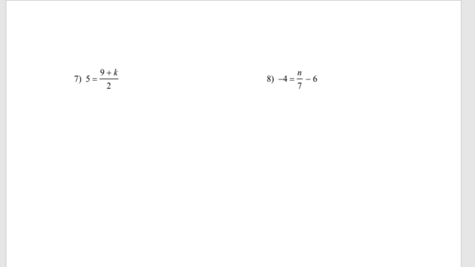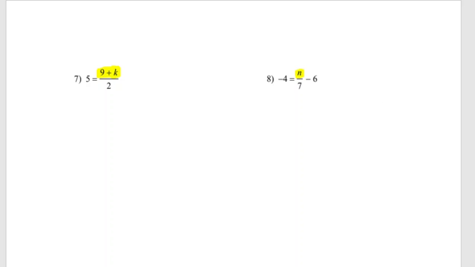A quick explanation between the two problems that you see here and how to solve them. So, what is being divided matters greatly. In this first problem, problem 7, we see that all of 9 plus k is being divided by 2. Where in the second problem, problem 8, we see only the n is being divided by 7.